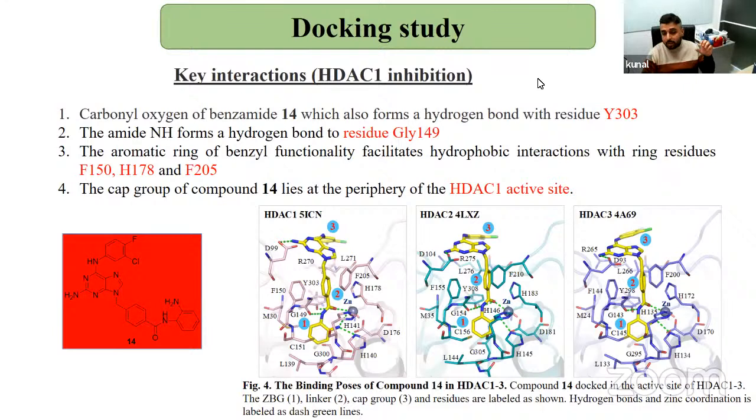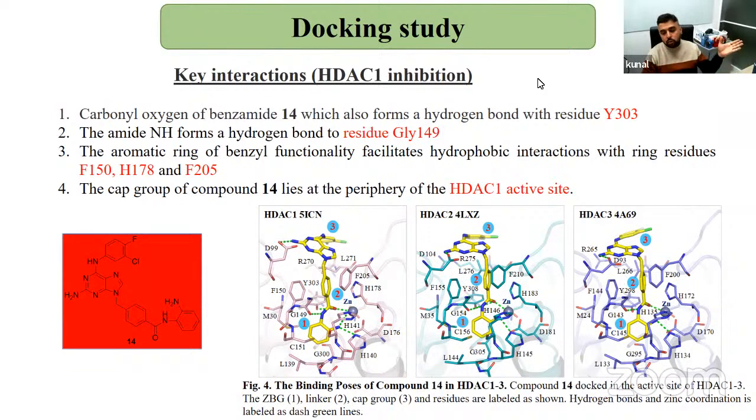But this computational study can be of great help for us if we want to continue working on these kinds of inhibitors, because we would be figuring out the key interactions that are responsible for very potent HDAC inhibition.